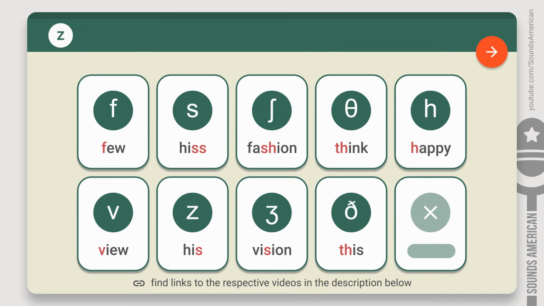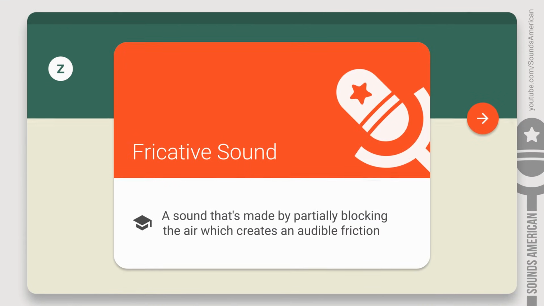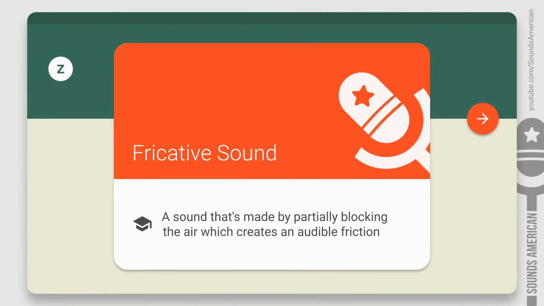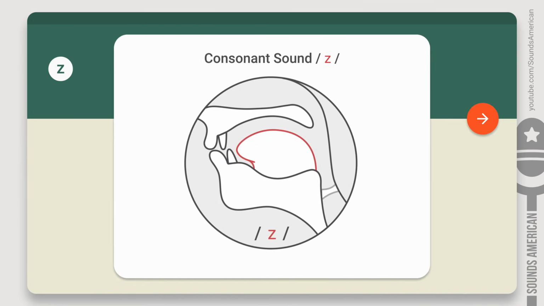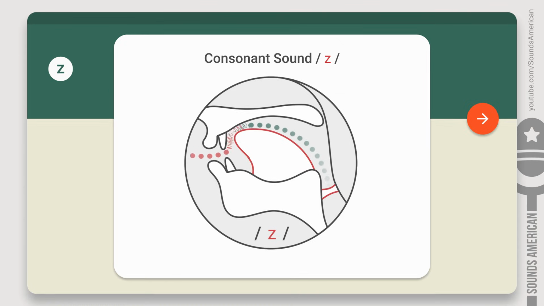So, why are they called the fricative consonants? All these sounds are made by partially blocking the air moving through your mouth, which creates an audible friction. Speaking about the Z consonant, this sound is made by partially blocking the air flowing between the tip of your tongue and your alveolar ridge.